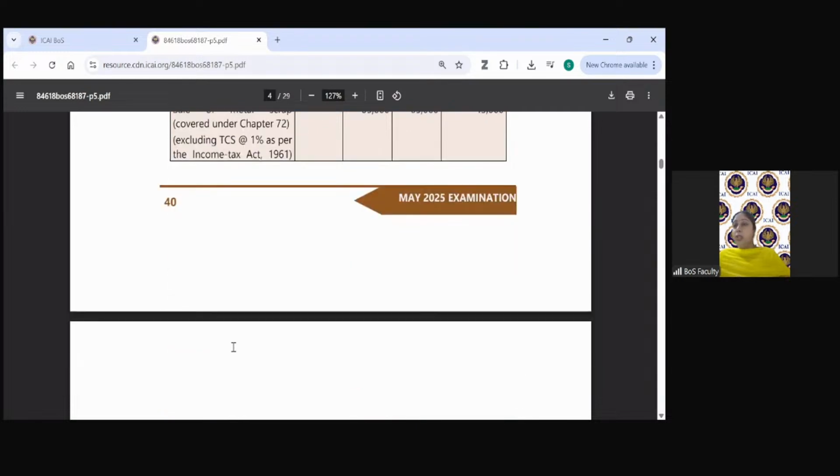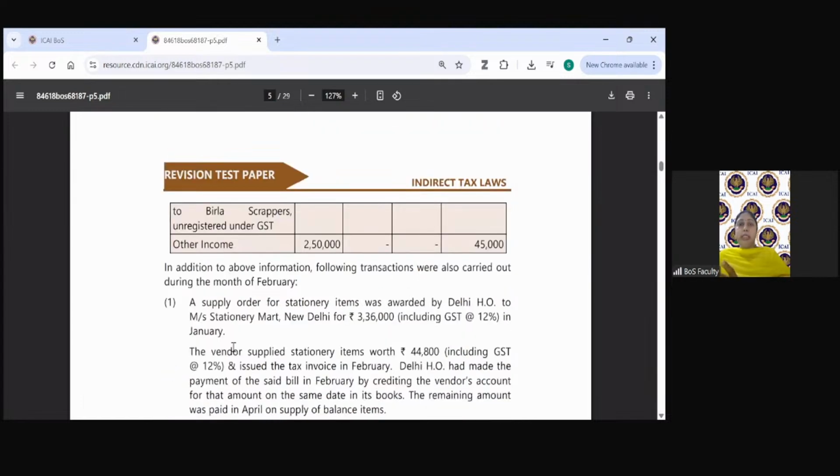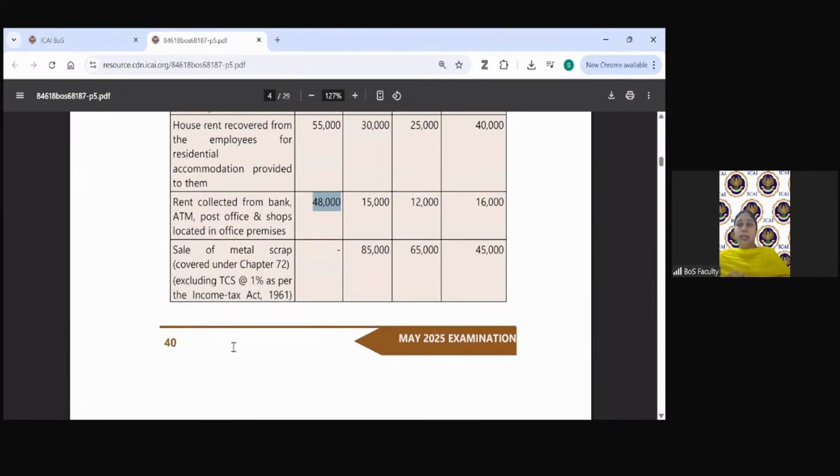Sale of metal scrap is not here, so we will not discuss. Then we have other income of 2,50,000. So that is also taxable. Nothing is given, so this is a taxable income. Now 2,50,000 plus 48,000 makes it 2,98,000.